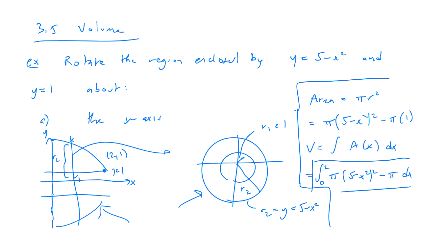Someone asked, if you didn't give a y value, so if it was just the region between the x-axis and y equals 5 minus x squared, then yes, it would just be pi times 5 minus x squared, squared. Later, probably tomorrow, we'll do one where it's between two graphs. The general thing will be pi times the bigger curve squared minus pi times the smaller curve squared. So we'll come back to that. Any other questions on this one?